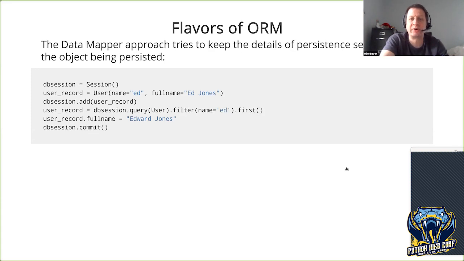Data mapper style ORM is different. You have objects, and then there's some kind of central coordinational system that is making sure everything matches up correctly. SQLAlchemy does this using a pattern called a unit of work.